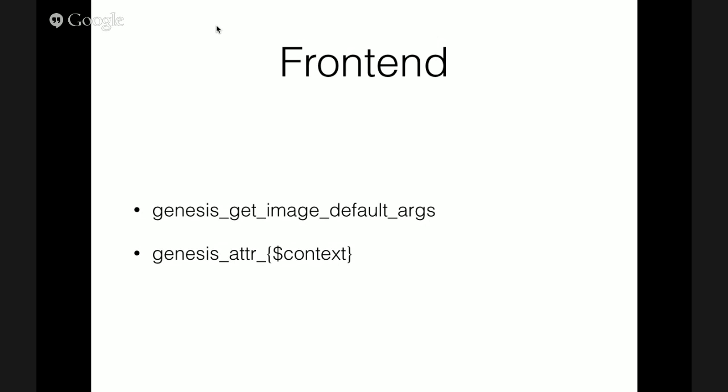The other filter on here is genesis_attr_[$context]. What those brackets mean, and if you see this in the code when you're looking for apply_filters, is that this is actually a placeholder. So if you're actually using this, it wouldn't be the brackets with the $context. It would be like genesis_attr_content, I believe. I'm forgetting them off the top of my head, but we can dive into the code later, and we can see how some of these work.